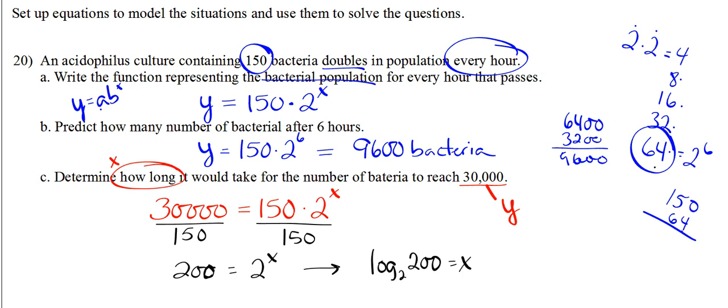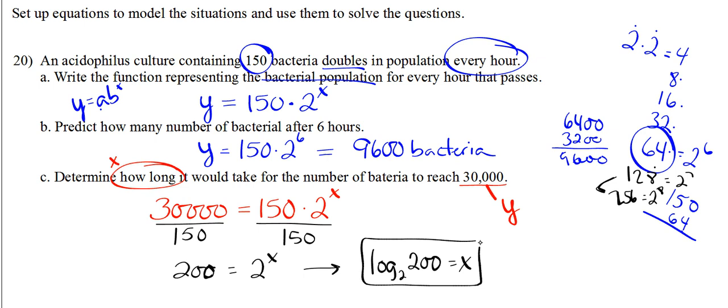So 64 was 2 to the 6th. If we multiply by 2 again, we get 128. That's 2 to the 7th. And then if we multiply again, we get 256. It's 2 to the 8th. So somewhere between the 7th and the 8th hour, but we can just leave it as log base 2 of 200. That is the number of hours it's going to take to get to 30,000 bacteria.